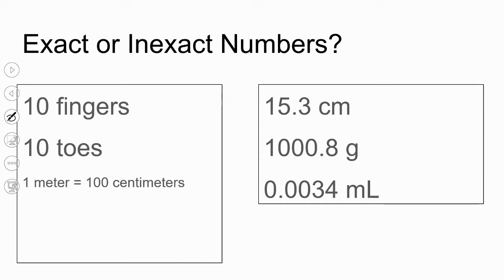All right, the next thing that we're going to talk about relates to our first lab. In science, we can have exact or inexact numbers. So 10 fingers, 10 toes, 1 meter is 100 centimeters. Are these exact or inexact? They're exact? What do you think? Yes. Exact? Okay. What about these ones? If I'm measuring something, this is 15.3 centimeters, 100.8 grams, 0.0034 milliliters.